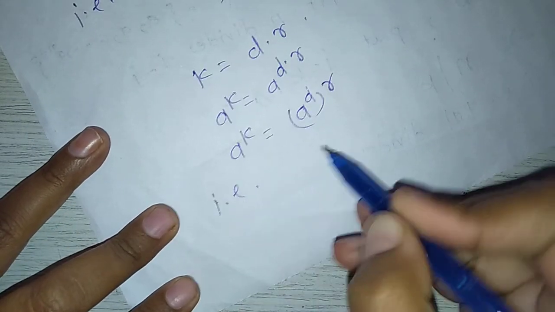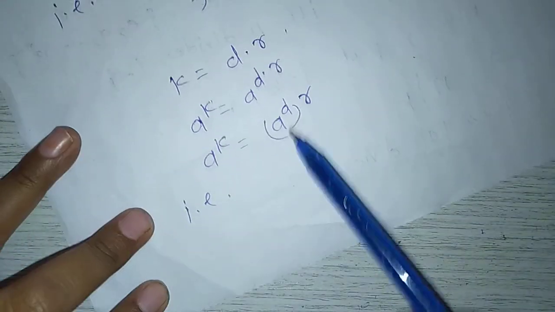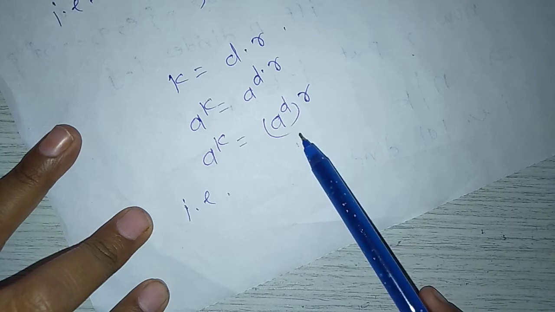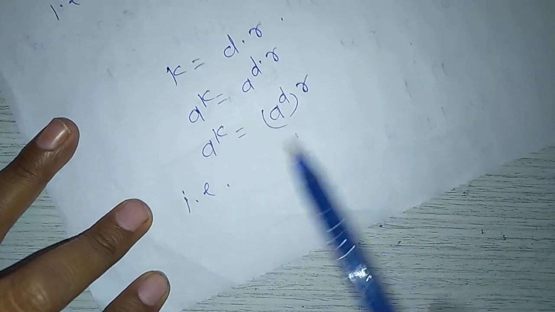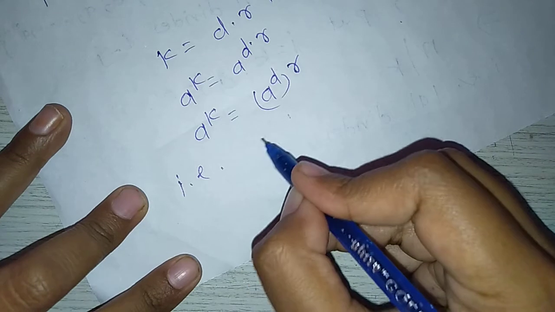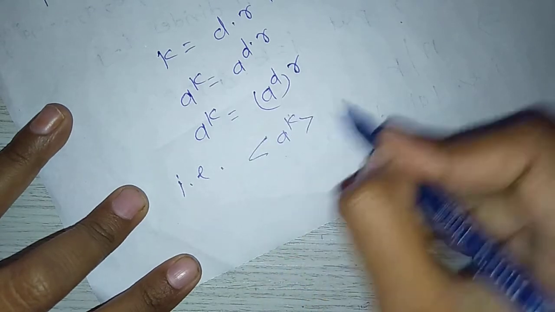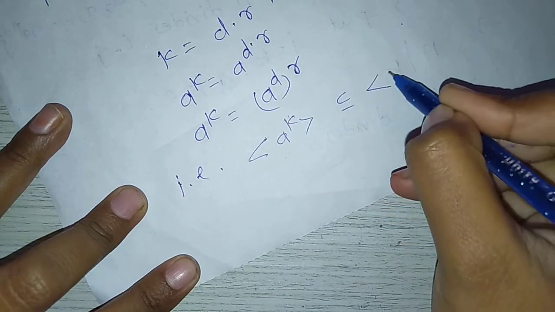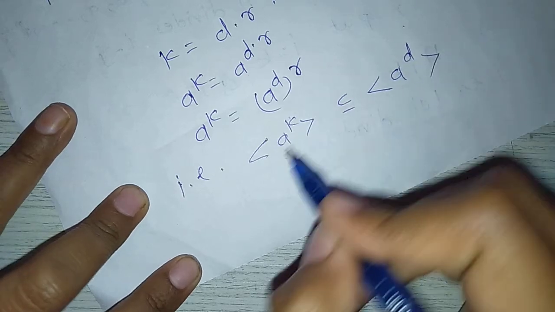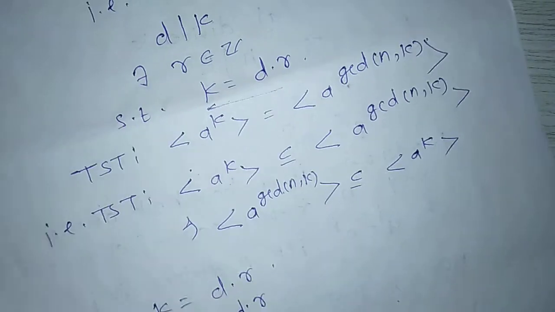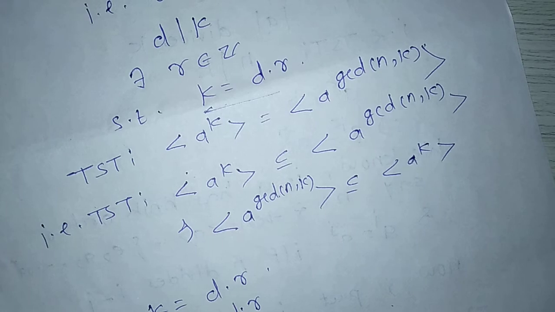That is, a raised to k belongs to the set generated by a raised to d. So the set generated by a raised to k is a subset of the set generated by a raised to d. Now, GCD of n, k equals d.